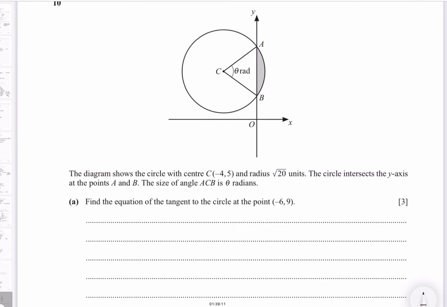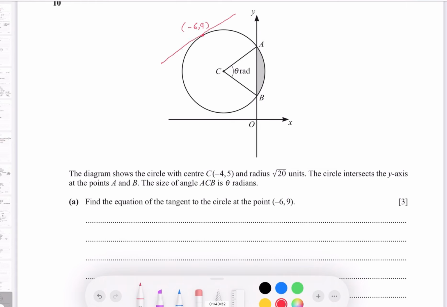Question number 10, a circle and a shaded portion. The diagram shows a circle with center (minus 4, 5) and the radius root 20 units. The circle intersects the y-axis at points A and B. The size of angle ACB is theta radians. Find the equation of the tangent to the circle at point (minus 6, 9). So (minus 6, 9), if I guess, it would be somewhere here, and I made a tangent at this point with the circle.